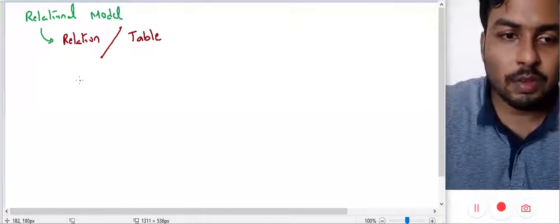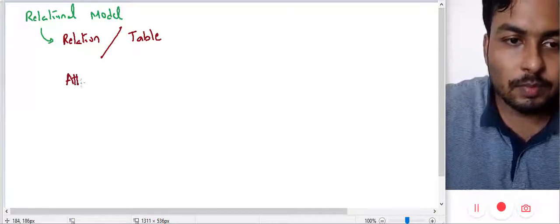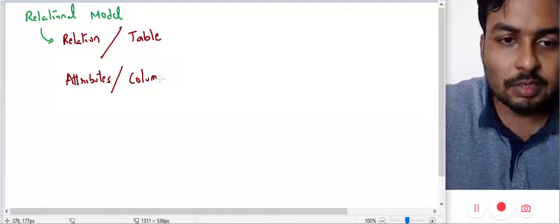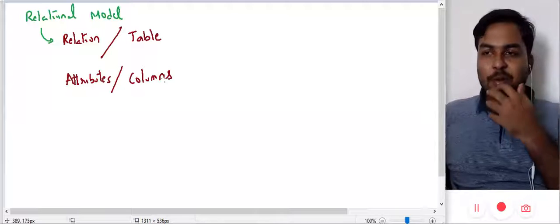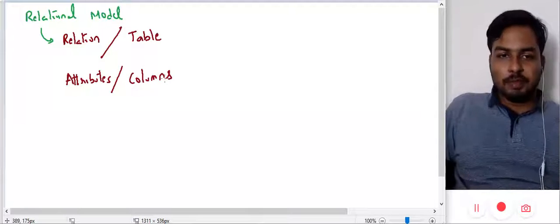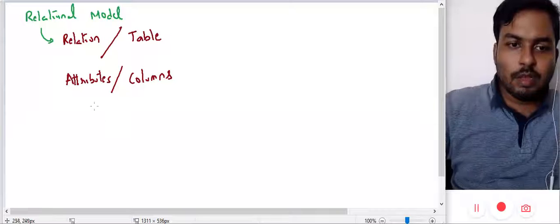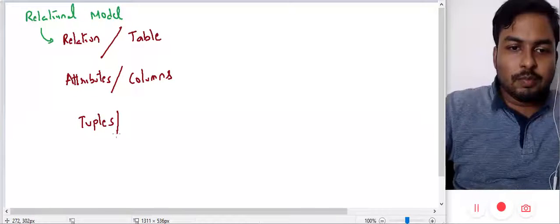Then what next? We have something called attributes. Attributes of a relation. What is an attribute? An attribute is the same as a column in the table. You call it an attribute or you call it a column. Basically, every table will have columns, right? So both are the same. Next, you call it a tuple or you call it a row.